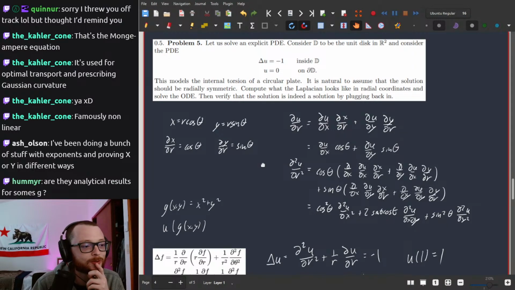Analytical results for some G's? I wonder. That's a good question. I would be surprised since it's so weird looking, but maybe. I know nothing about nonlinear PDEs.